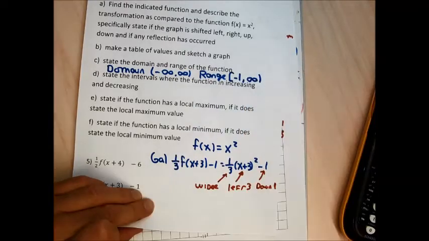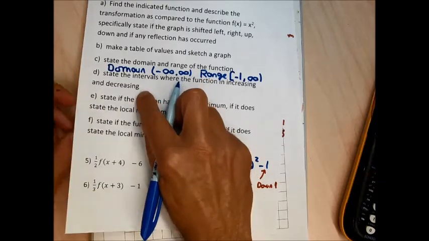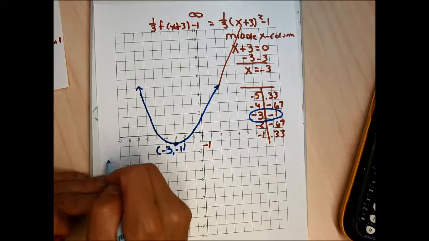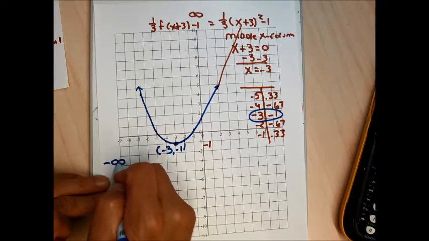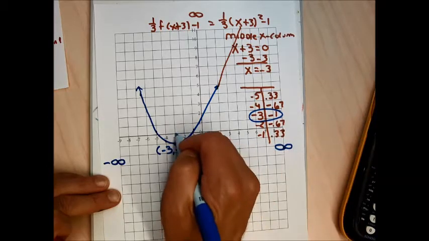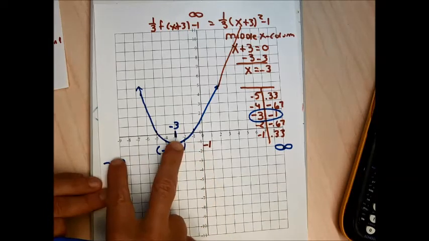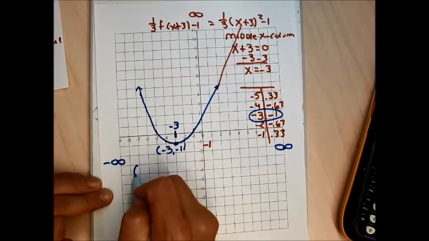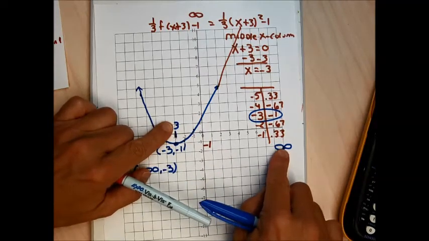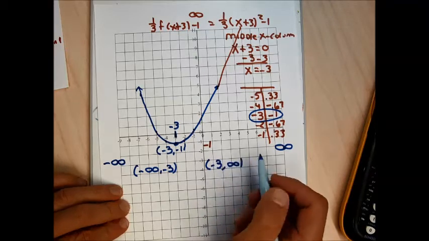The negative 1 gets a square bracket because that's a point on the graph. For part D, the increasing and decreasing intervals, on the x-axis I put negative infinity, which is the far left edge of the x-axis, positive infinity, the far right edge of the x-axis, and the x-coordinate of the turning point, negative 3. Then I create intervals. The first interval I'm going to create is negative infinity to negative 3. The second interval I'm going to create is negative 3 to infinity, all round brackets for increasing and decreasing.